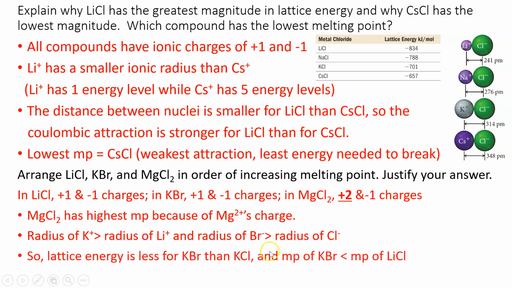The lattice energy will be less for KBr, and the melting point for KBr will be lower, and the melting point for LiCl will be greater because there's a stronger lattice energy for LiCl. It makes the melting point larger for LiCl as well. The melting points in increasing order, which is what this question asked for, would be KBr, and then LiCl, and finally MgCl2 for the reasons that we listed above.